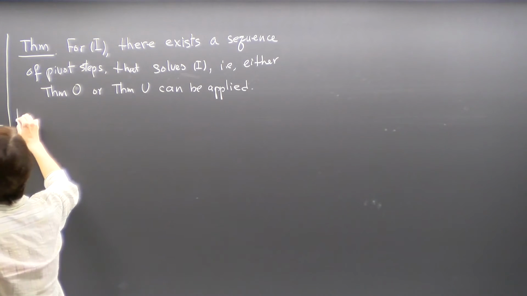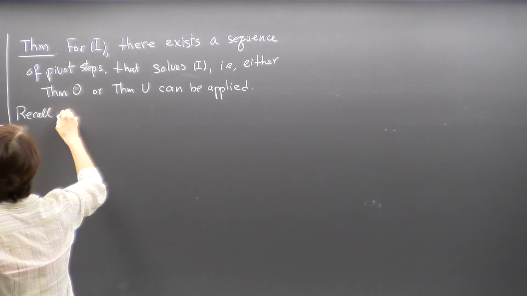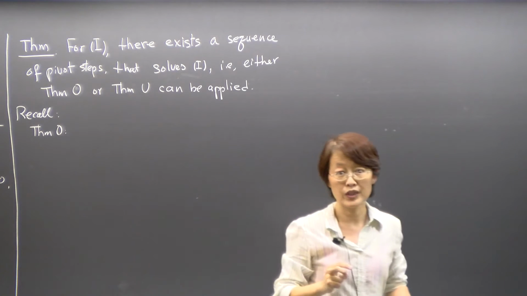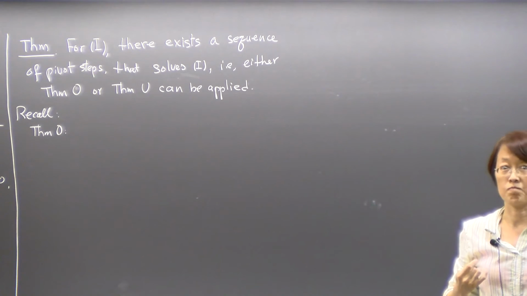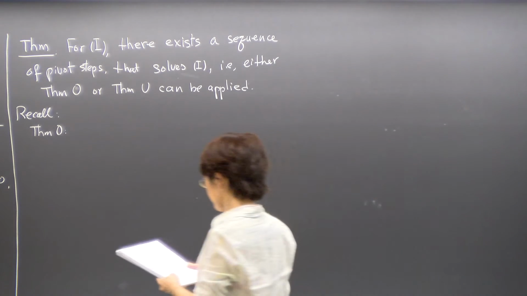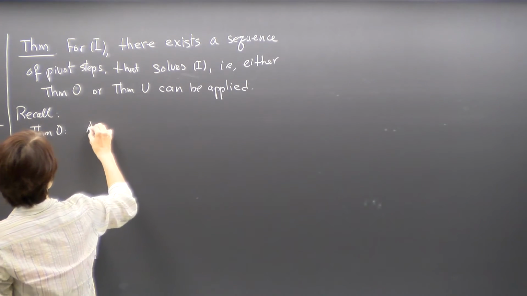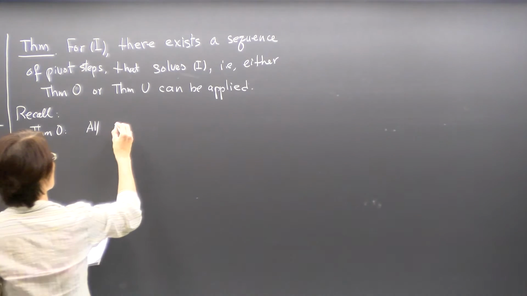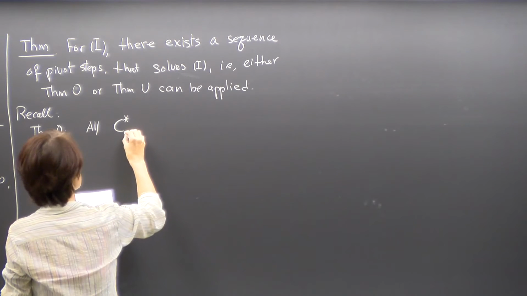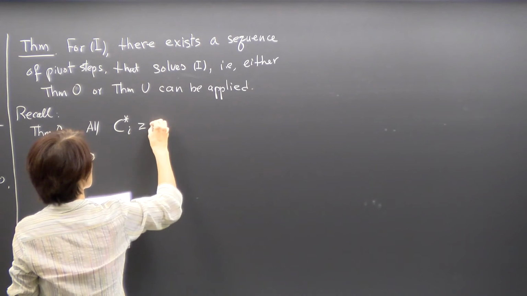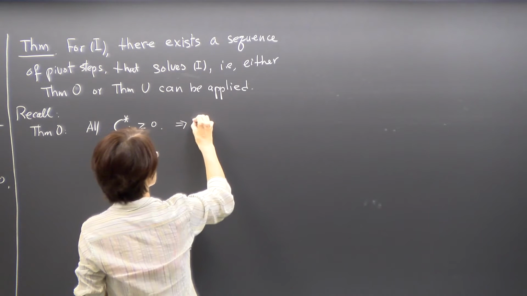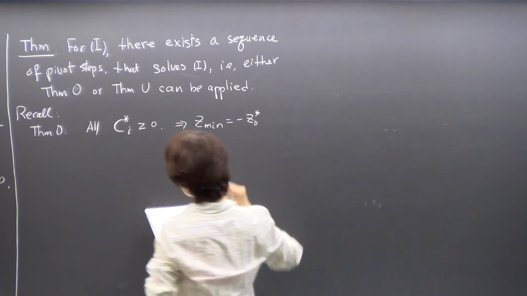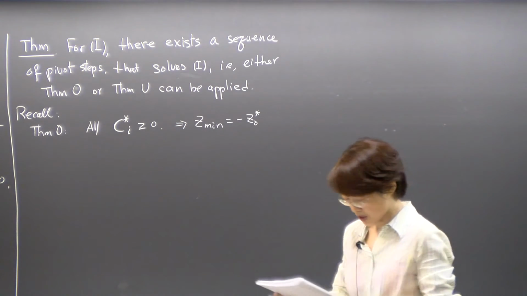Let's recall those two theorems. Do we still remember? Theorem O, the optimality theorem. How do we know we reach the z-min? We check the coefficients, right? We check all those c's here if they are positive. So all of these c after pivoting are bigger than or equal to 0. Then you know z-min is reached. Is that right? Then that's how you stop.